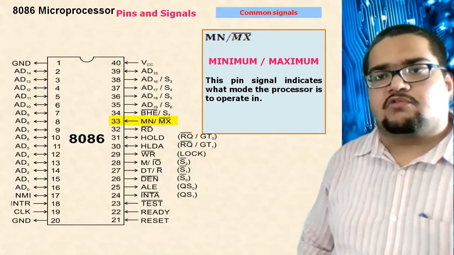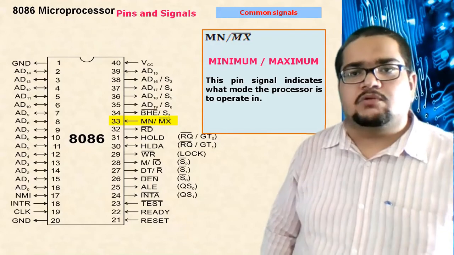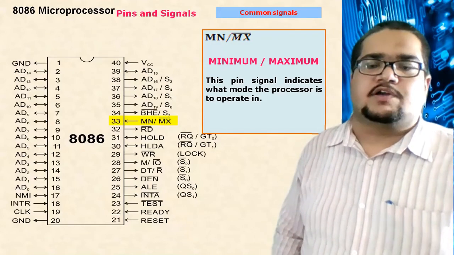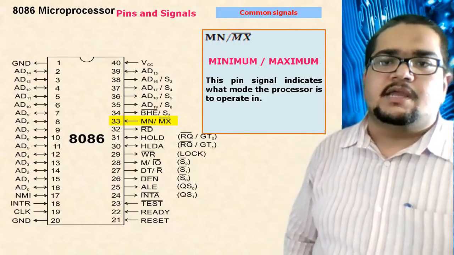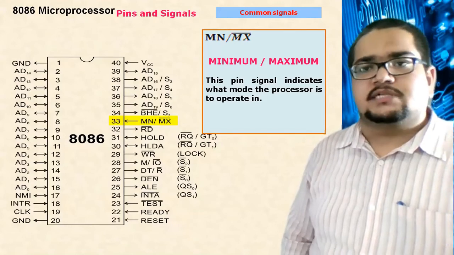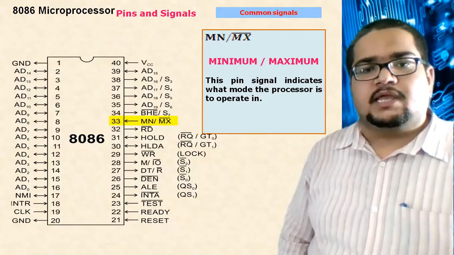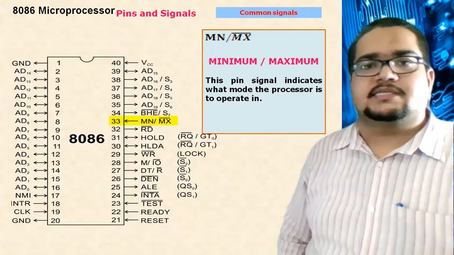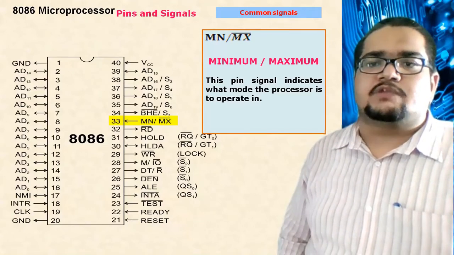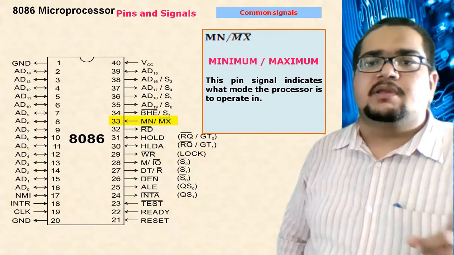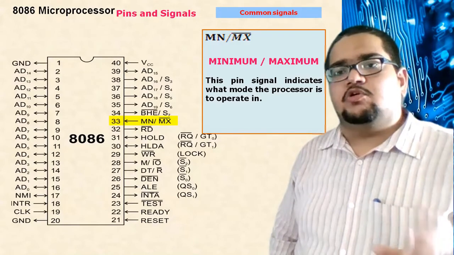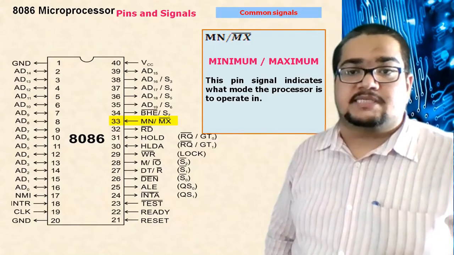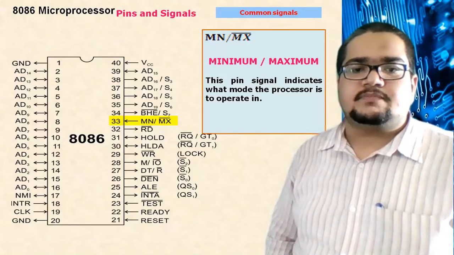What is the minimum mode? What is the maximum mode? Briefly, we have checked it out. What each pin or function or signal will do in minimum mode and maximum mode, we shall see as we progress. Currently you have to understand that pin number 33 is a common mode signal. Using this one, we can switch the mode of the processor from minimum to maximum or maximum to minimum, because this pin is an input pin.